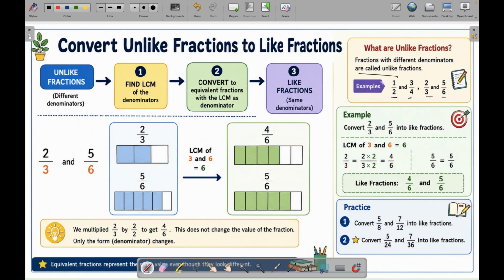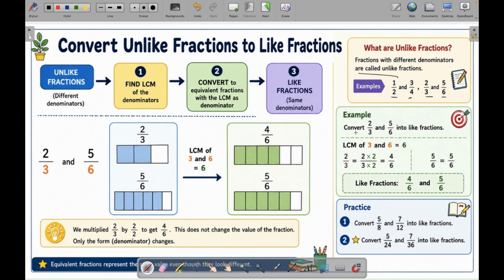And like fractions are the fractions that have the same denominator. So when we compare two fractions or when we add or subtract two fractions, they must be like fractions. We cannot add two unlike fractions. We can only add like fractions. So it is very important to understand how we convert unlike fractions to like fractions. Then only will we be able to do the operations. Right, so we'll see through an example.